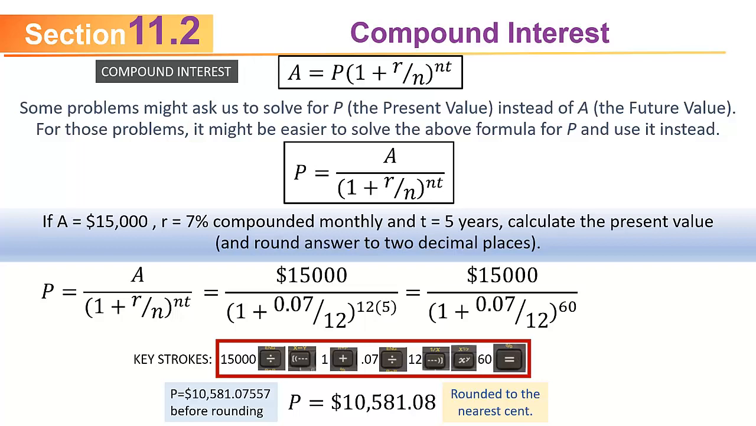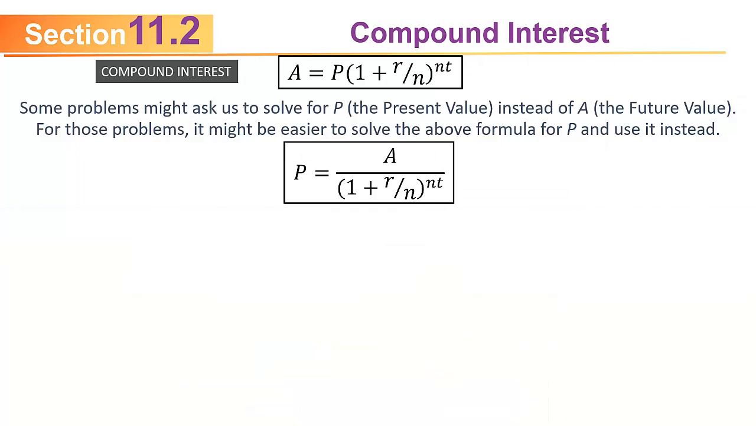and if you round that to the nearest cent, you get a present value of $10,581.08. Again, it seems reasonable that if you took about $10,500 and left it in the bank for 5 years at a pretty decent interest rate, you could end up with $15,000. So it doesn't seem unreasonable, so I will accept that answer. I have no reason to question it.